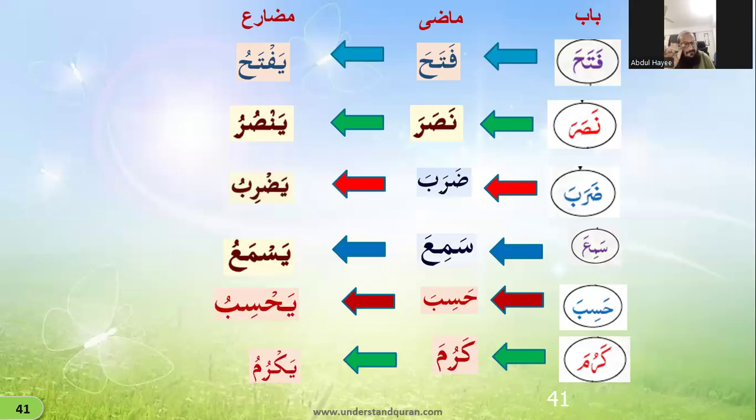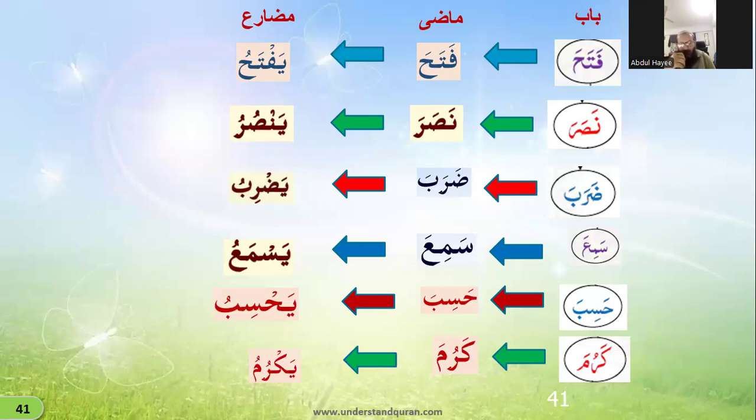If the Madi Ain Kalma is Kasra and Mudare is Fatah, Bab Samia. If the Madi is Fatah and Mudare Dhamma, Bab Nasara. If Madi is Dhamma and Fatah and Mudare Kasra, Bab is Daraba.